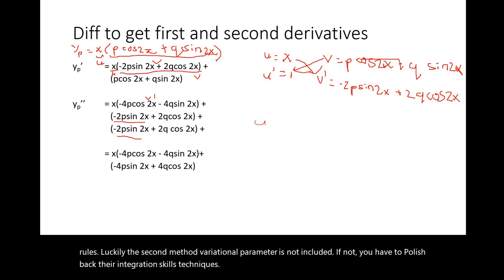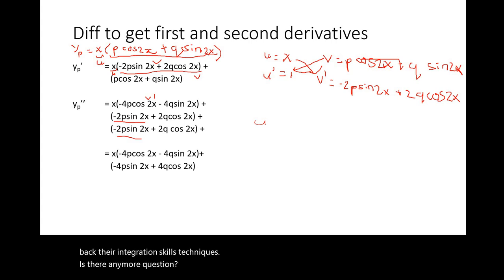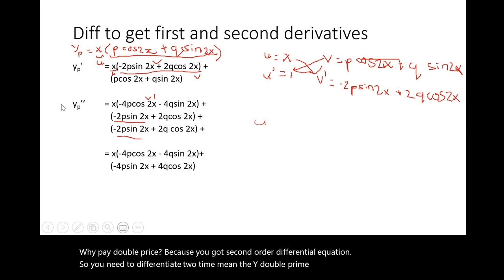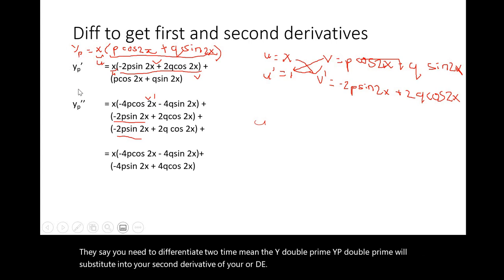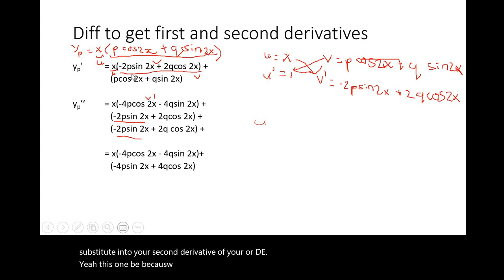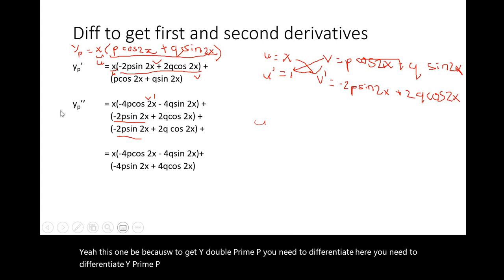Any more questions? Doctor, the yp double prime. Because you have a second order differential equation, you need to differentiate two times. The yp double prime will be substituted into the second derivative of your ODE. So the solution also uses the product rule? Yes, because to get yp double prime, you need to differentiate yp prime. You differentiate yp prime, you get yp double prime.